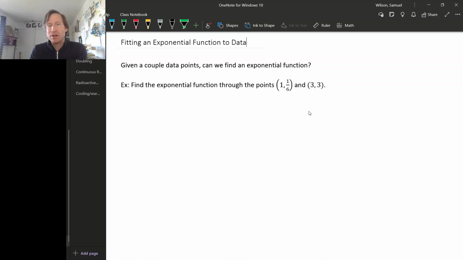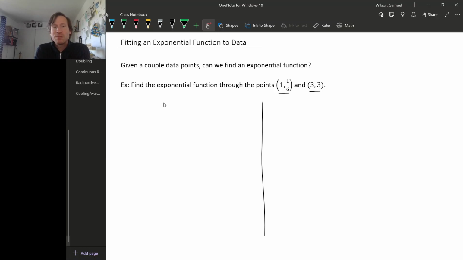One thing that we'll often want to do in applications is find an exponential function that goes through some data points. And there are really two ways to go about this. So for an example, let's find the exponential function through these two data points. Now the two ways of doing this correspond to the two ways of writing exponential functions.